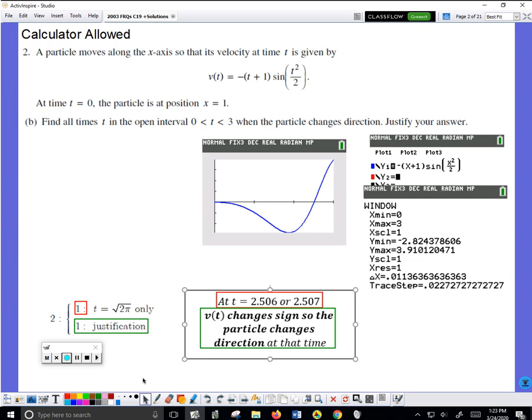So this is what I wrote. This was worth 2 points. 1 point for finding the time, that's the red point. 1 point for the correct wording to get the justification. So 2 points total.